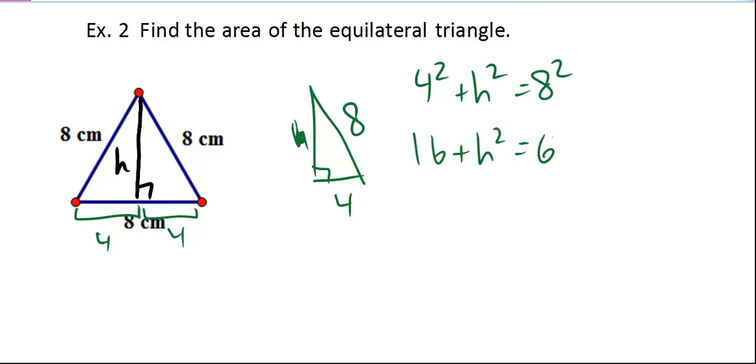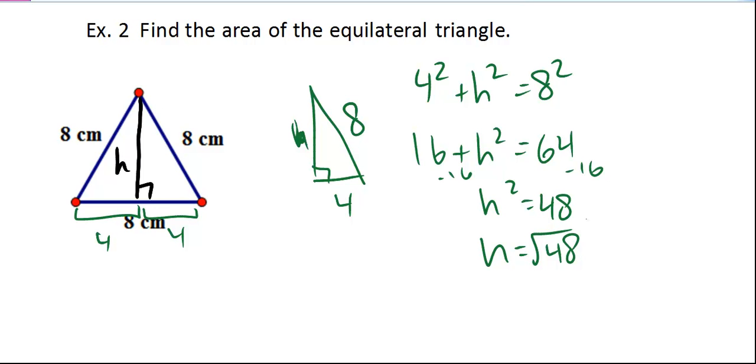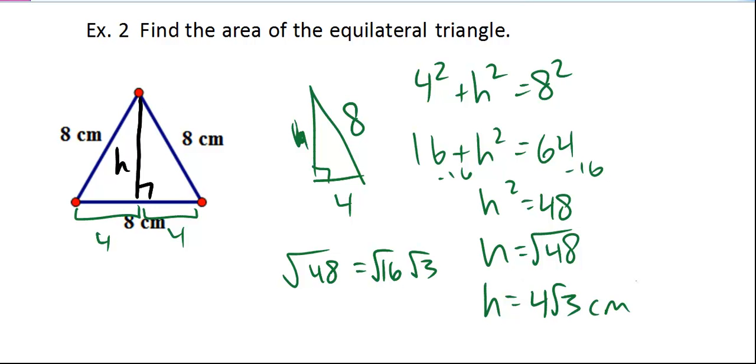and that gives me 16 plus h squared equals 64. If I subtract 16 from both sides, I get h squared is equal to 48, and h is equal to the square root of 48. Again, we'd like to reduce this if we can. I'm looking for perfect squares again, so maybe you'd notice that it's equal to 4 and 12. But we can actually do better than that. We want to take the largest perfect square possible, so maybe 16 and 3, which means h is really equal to the square root of 16, which is 4, times the square root of 3. And that is our height.